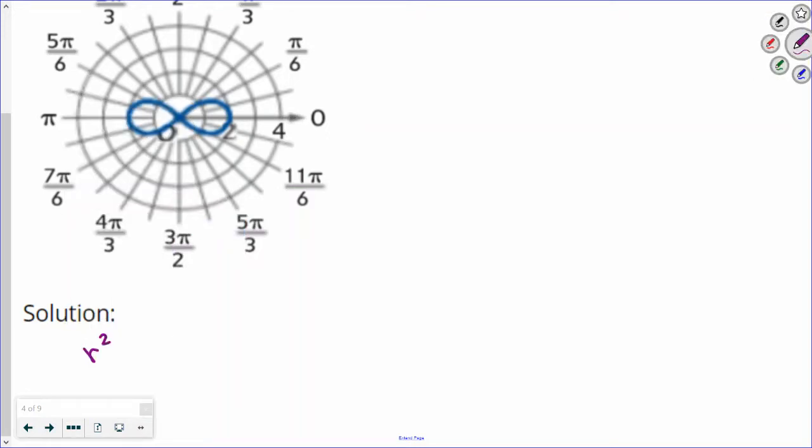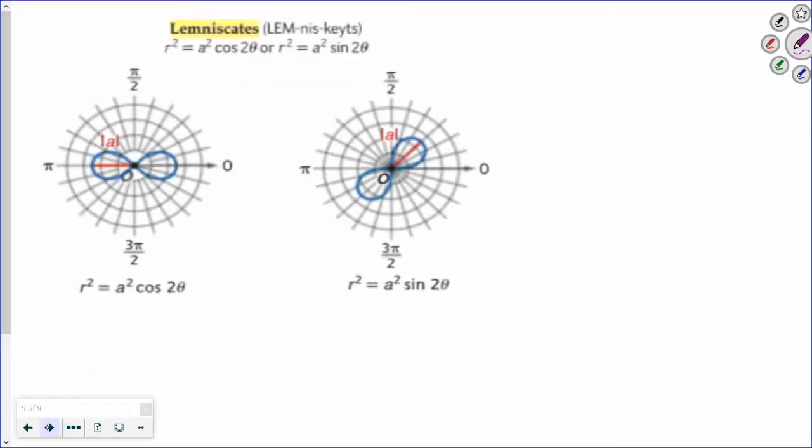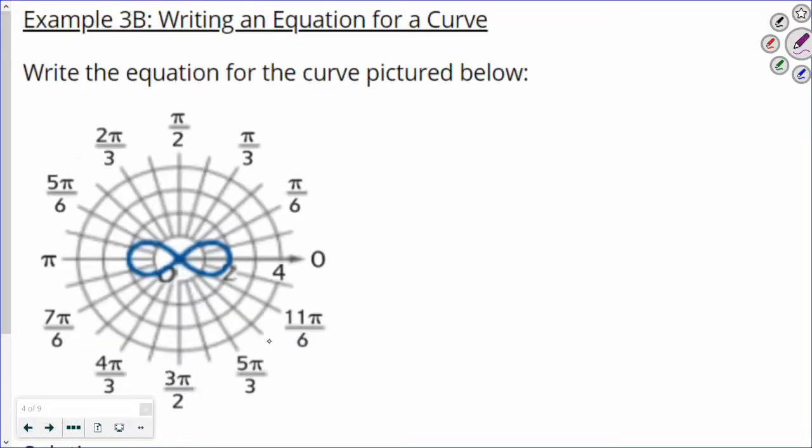r squared equals a squared cosine 2 theta.